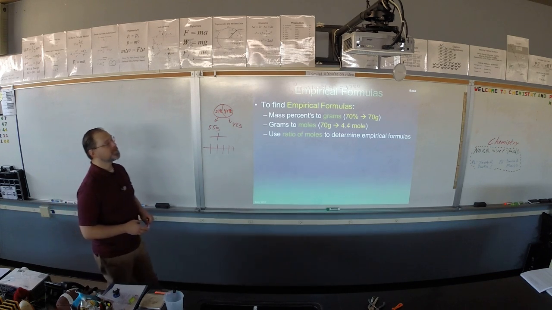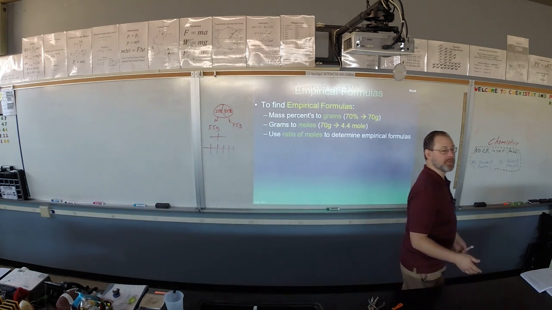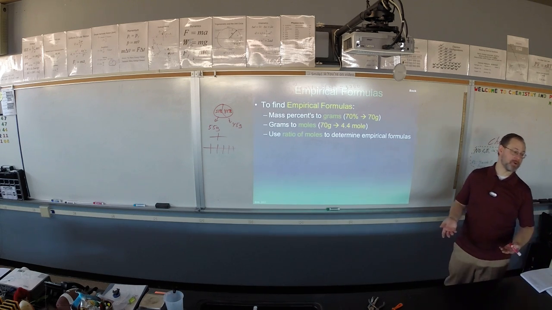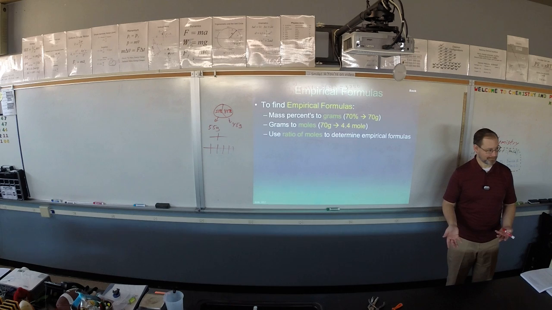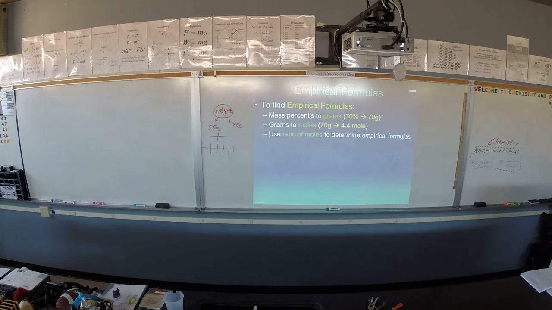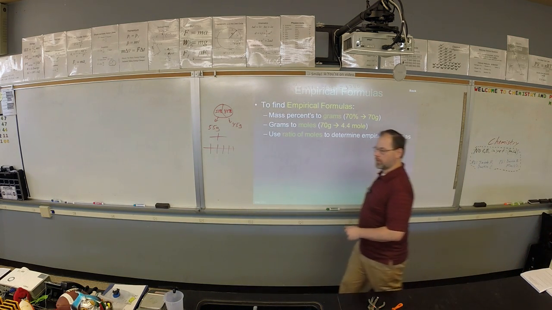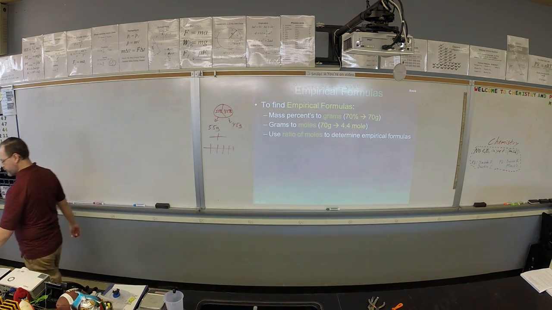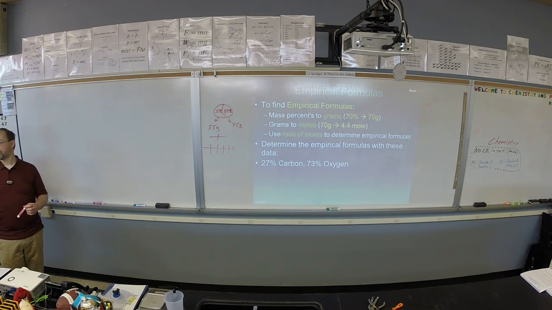Okay, so once we have the moles, once we've converted our grams to moles, we turn those moles into ratios, and those ratios become the empirical formula. Okay. So we'll do a few together, and then I'll turn you loose. So this is how you do it. Let's start simple and small. By the way, any questions before we begin? Okay, follow along.